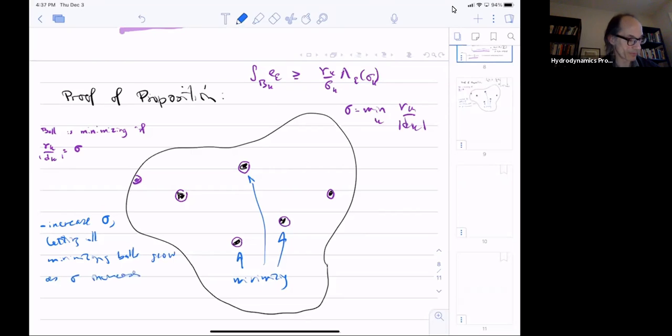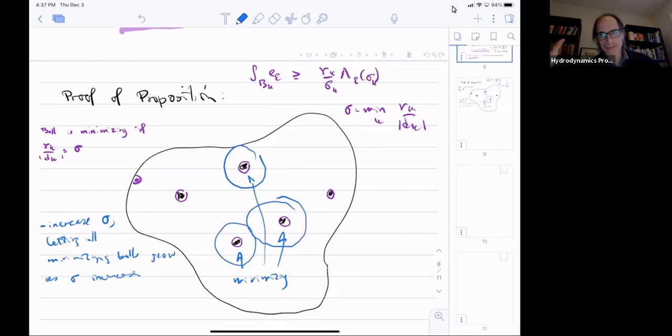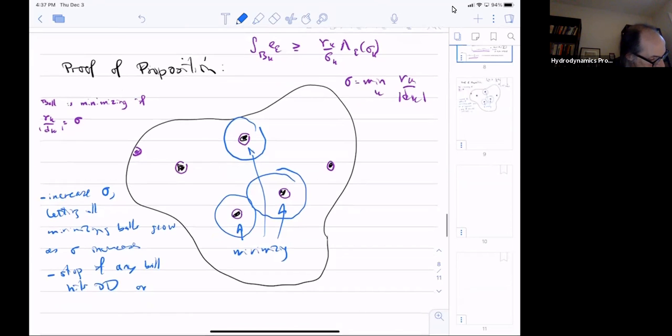Okay, and so these will grow. At a certain point, they may hit each other, or they may hit the boundary. If they hit the boundary, I stop. So I stop if any ball hits the boundary or hits another ball, if two or more balls hit each other.